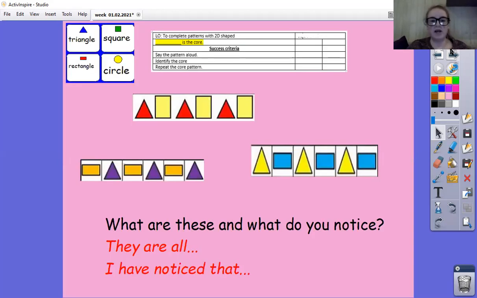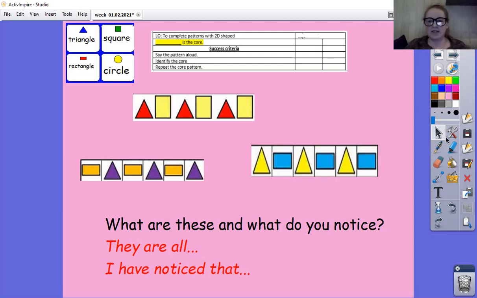Okay. So yesterday we looked at creating patterns using 2D shapes, and yesterday was the work that you need to send in for this week. If you want to send in more work, that's absolutely fantastic, but yesterday is the work that you needed to send in for this week. So if you haven't done that, make sure you get that done and sent in to us so we can see where you're at and how much of an amazing job you're doing.